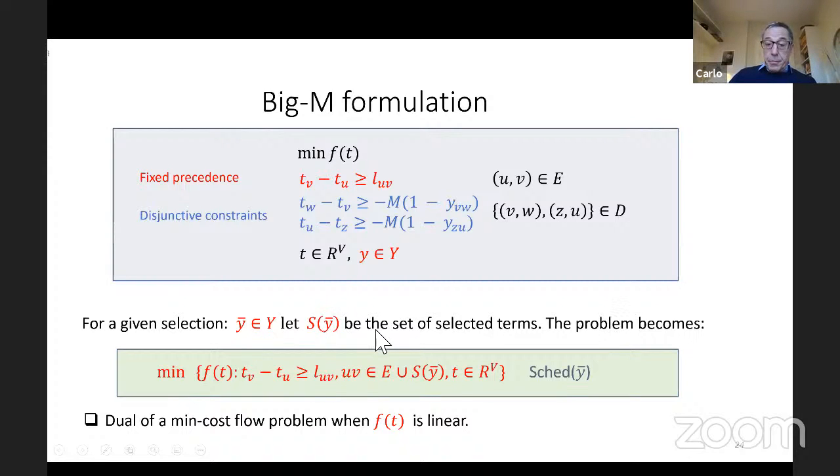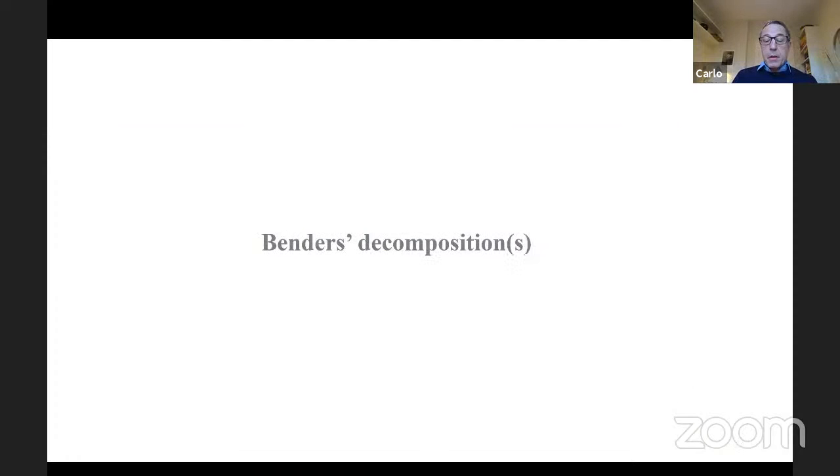And so associated with any such selection y bar, I have now a new problem where all constraints are classical linear constraints, time precedence constraints in particular, and I call this problem sched of y bar. Note that when the objective function is a linear function, this problem is actually a very well-known problem, and it's a dual of a min cost flow problem.